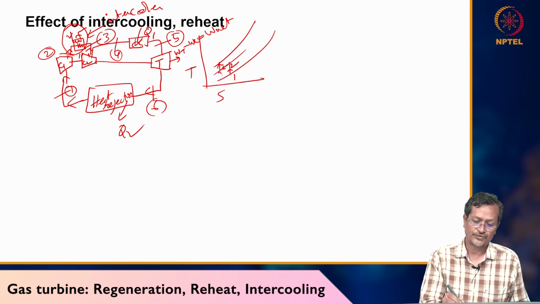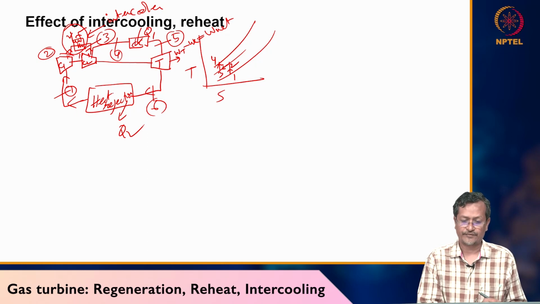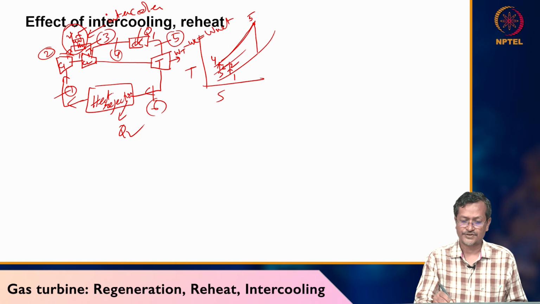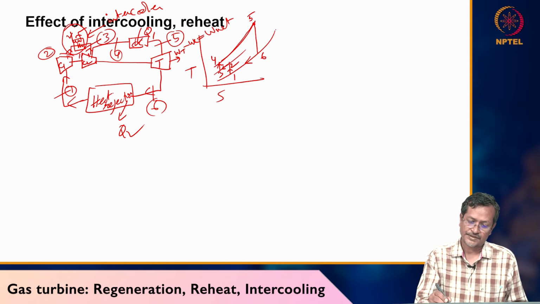So 2 to 3, 3 to 4 happened. Now 4 to 5. 4 to 5 means you are adding heat. So 4 to 5 means the whole process is like this, then you reached 5. 5 to 6 is your isentropic turbine expansion. So 6 to 1 again is your heat rejection process, a constant pressure process. Okay, so this line P equals constant, this is also P equals constant.